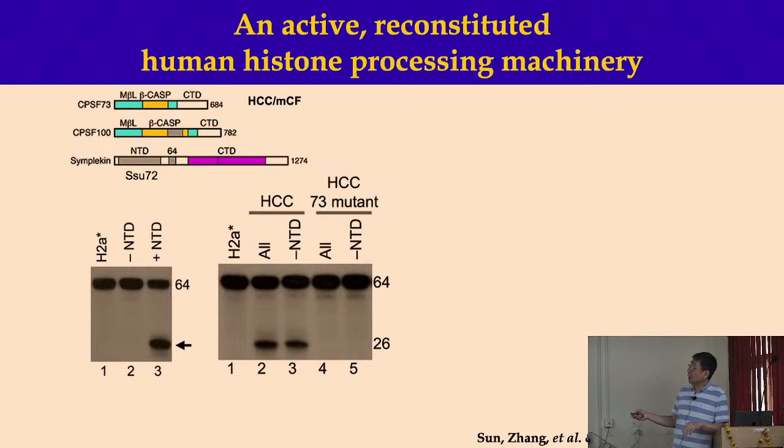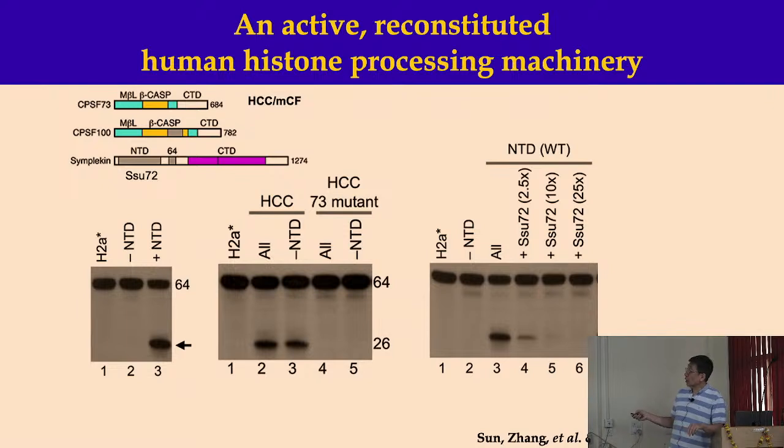So now that we understand the NTD is required, we don't have a choice. Even though it's harder to express, we have to go back and make the full length symplecin. Now when you have the full length symplecin, you don't need the NTD anymore. So you get activity with or without additional NTD. It doesn't matter anymore because there's NTD already in the full length protein. And then if we make a mutation in the active site of CPSF73, you knock out that cleavage activity. So this is actually the first time there's direct biochemical evidence showing that recombinant CPSF73 can cleave RNA, and if you mutate that site, you knock it out altogether.